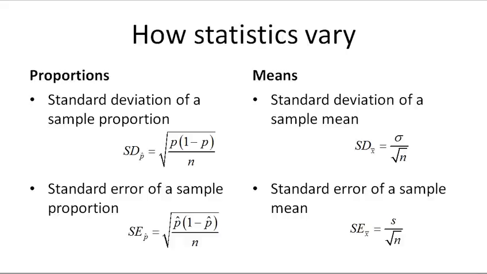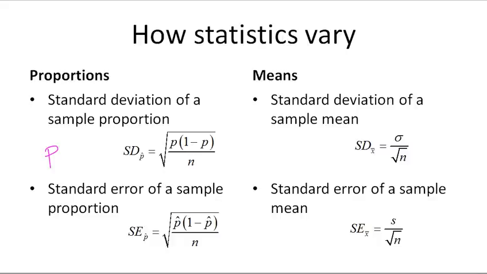All right, so let's make sure we truly understand how statistics vary. So, proportions. How can we find the standard deviation of a sample proportion? How could one proportion deviate from another? How could samples deviate? Well, the formula for the standard deviation of a sample proportion is the square root of P times 1 minus P, divided by n. And remember, P is the true proportion of the population. But in most scenarios, we don't know what that is.